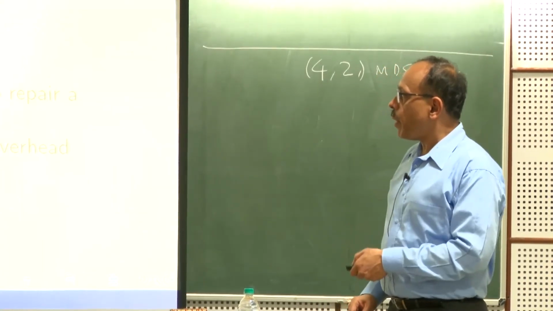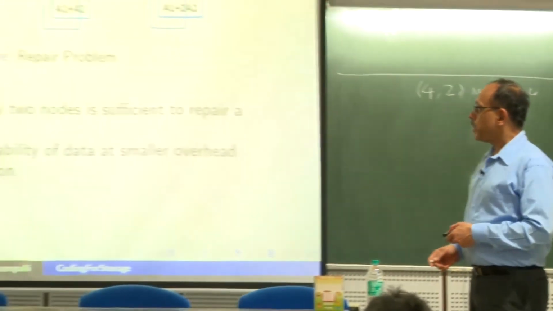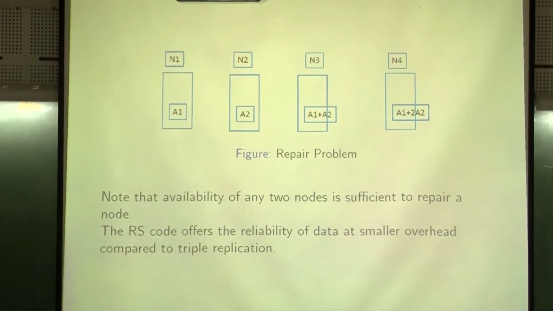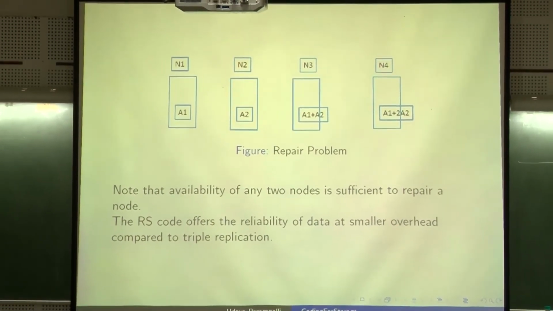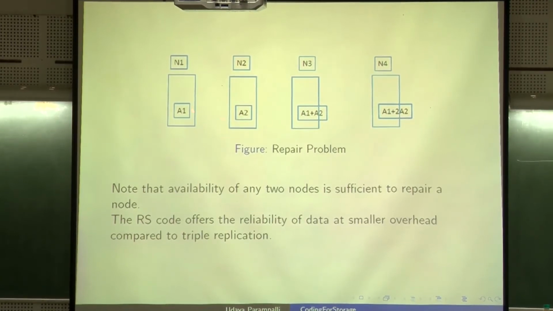So now let's consider the repair problem. Note that the availability of any 2 nodes is sufficient to repair a node. An RS code actually offers reliability of data at a smaller overhead than triple replication. For example, triple replication has an overhead of 3 times the data, but with 4-2, you're only using 50% additional storage.